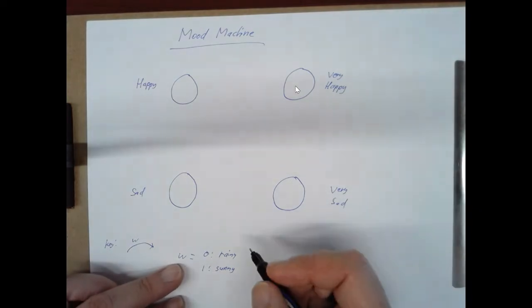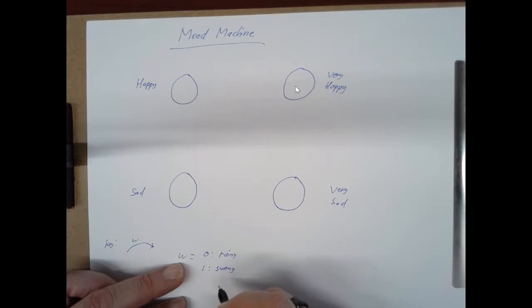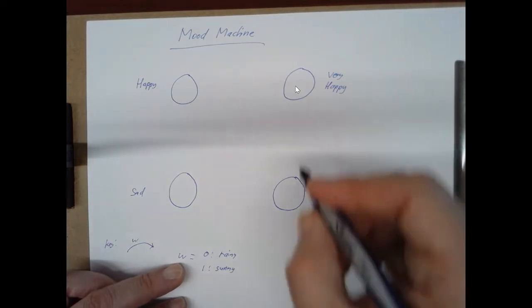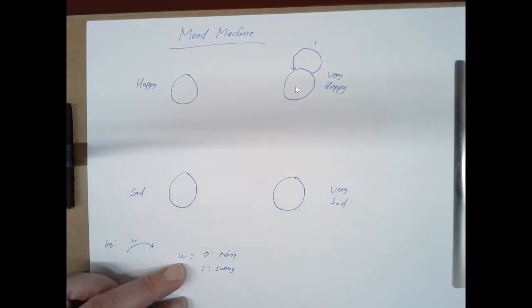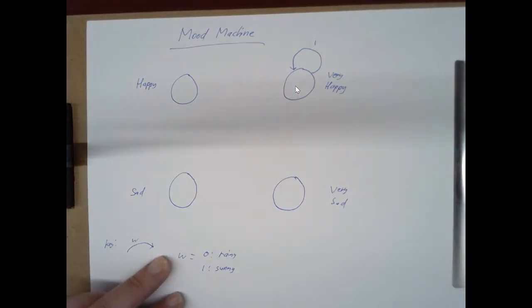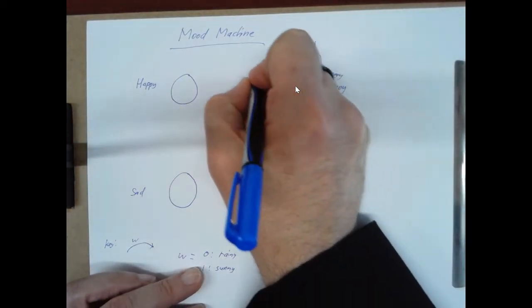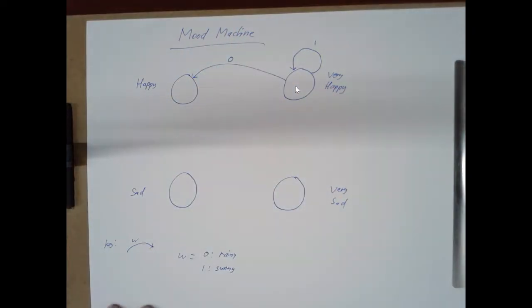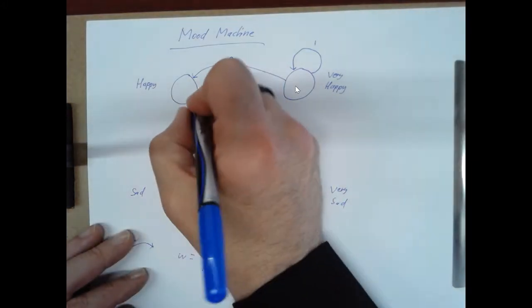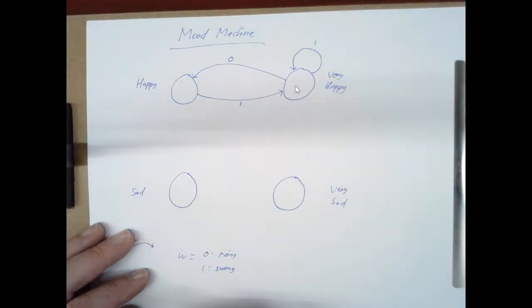Let's say we're in the very happy state, and suppose it's sunny. We're going to remain very happy because we like the sun. So if our input is a 1 and we're very happy, we're going to stay very happy. But if our current state is very happy, but it's raining today, we're still happy, but we're not very happy. But we're still definitely happy. And if we're happy and today it's sunny, well, that's going to make us very happy.